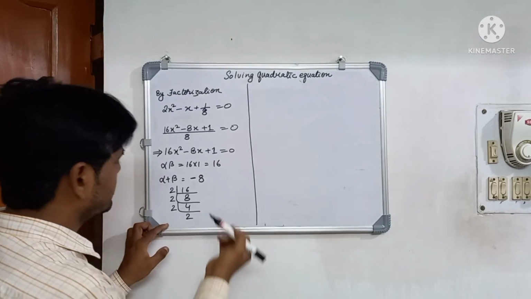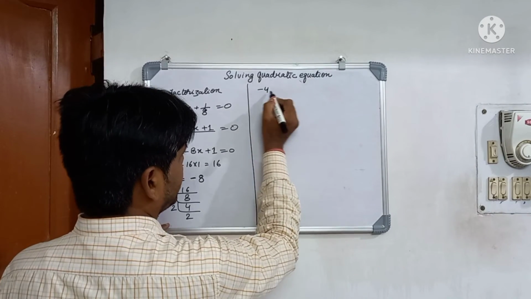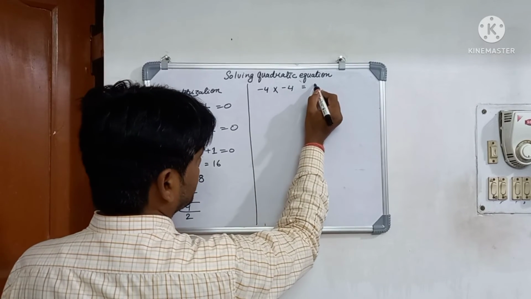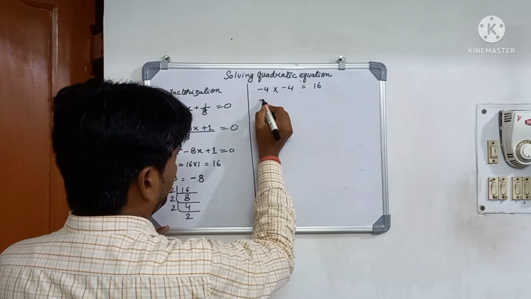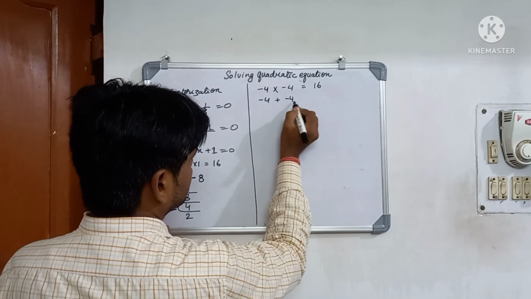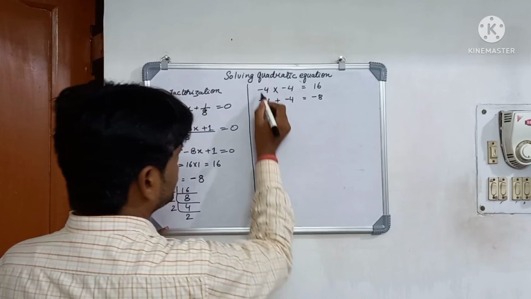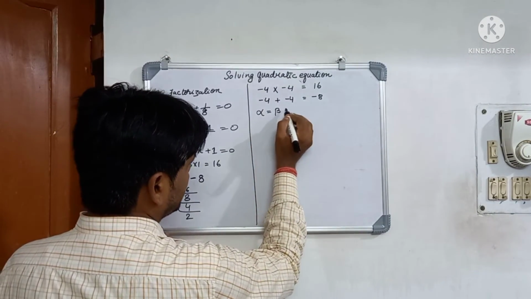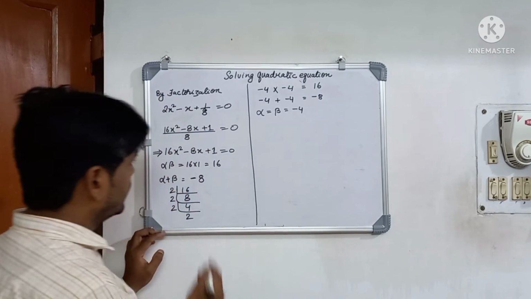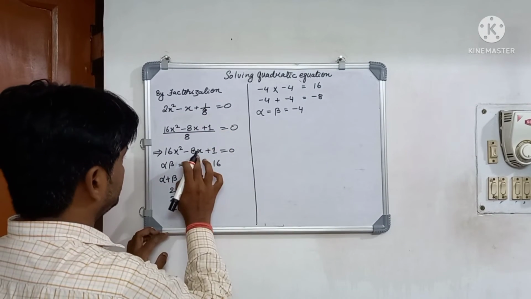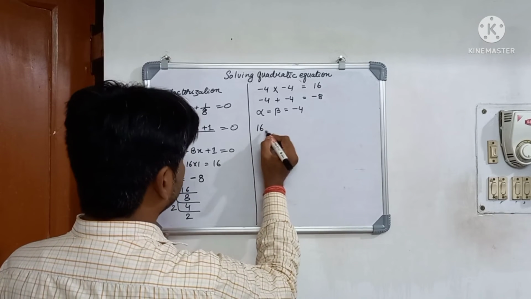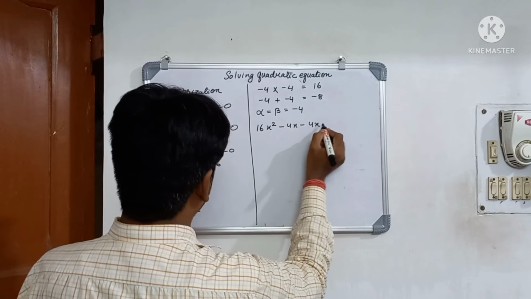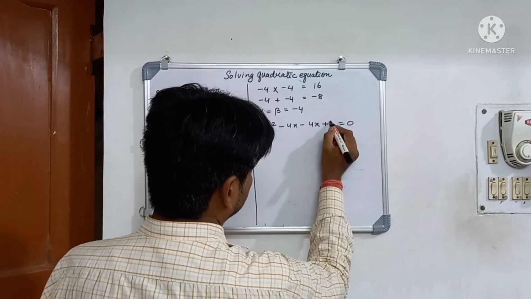So proceeding with this, if I take alpha is equal to minus 4 and even beta is equal to minus 4, on multiplying we will get plus 16, and on adding we will get minus 8. So this is the condition that it fulfills. Therefore alpha will be equal to beta will be equal to minus 4. Now putting these values into this equation, we will be splitting the middle term as minus 4x minus 4x plus 1 is equal to 0.